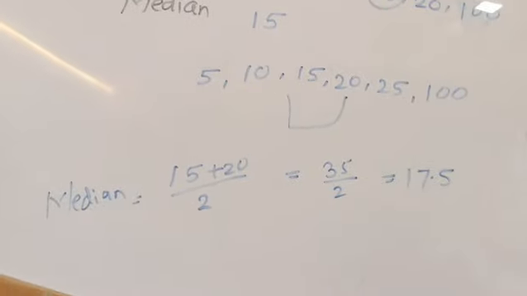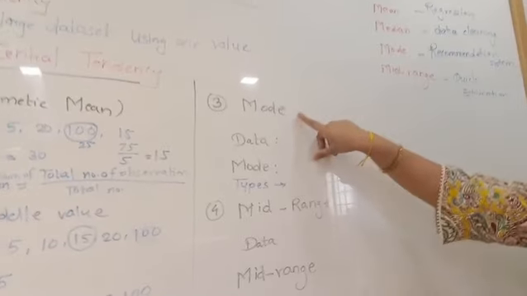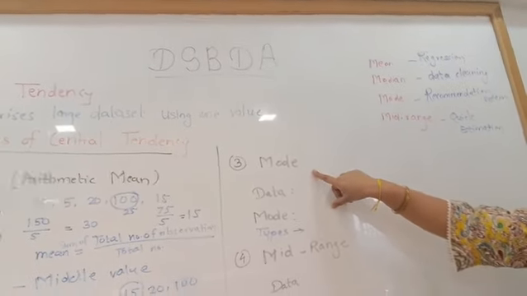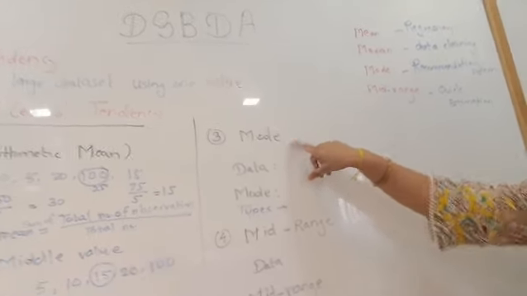Now the next is mode. Mode means most occurred value. The value which is repeated most of the time, we consider as the mode. For example, my data set is suppose 5, 5, 5, 2, 7, 9. In these observations, 5 is repeated most of the time. That's why the value of mode is 5. Consider another data set. Suppose values are 2, 2, 3, 3, 3 and 9, 9. Here 2 is repeated 2 times, 3 repeated 3 times, 9 repeated 2 times.